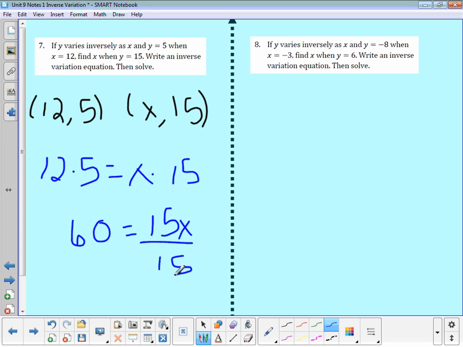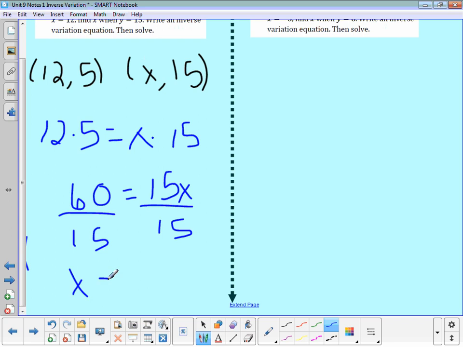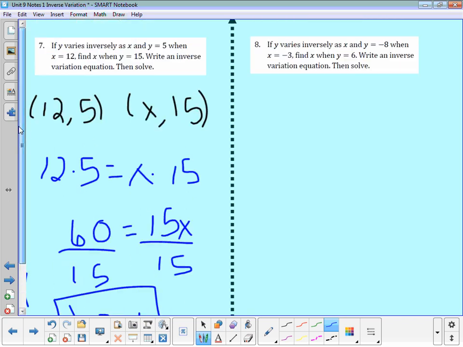So now I'm going to divide both sides by 15. And I get that x is equal to 4. So that's my final answer for number 7. Let's take a look at number 8.